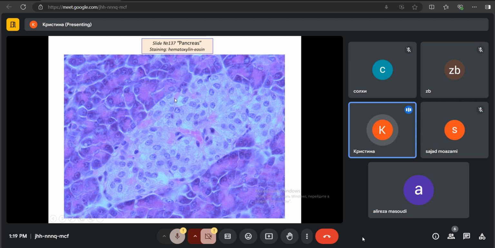Here at high magnification, we see the islet of Langerhans.